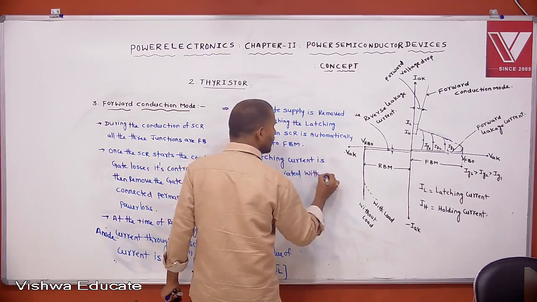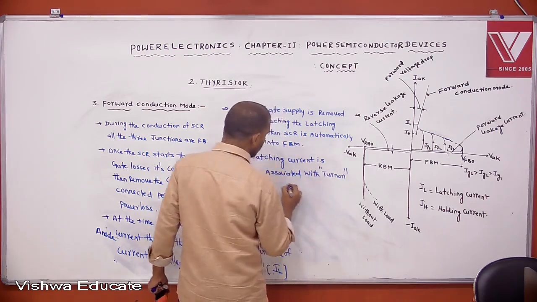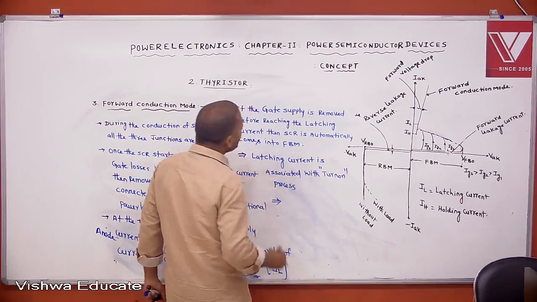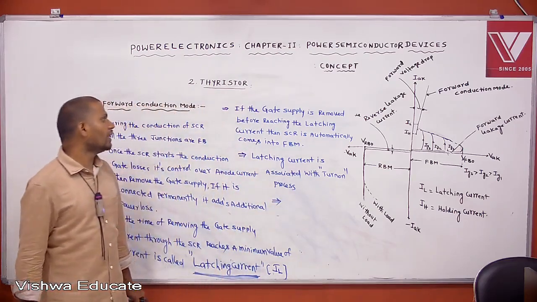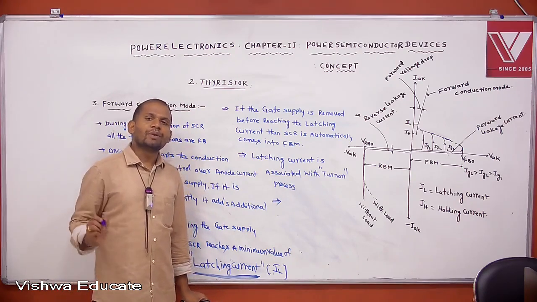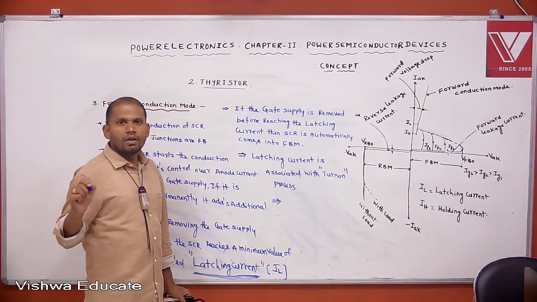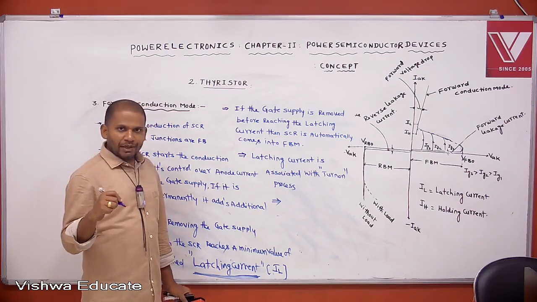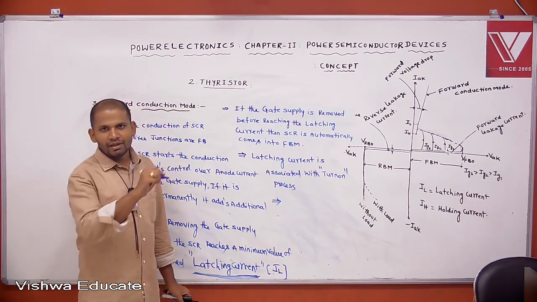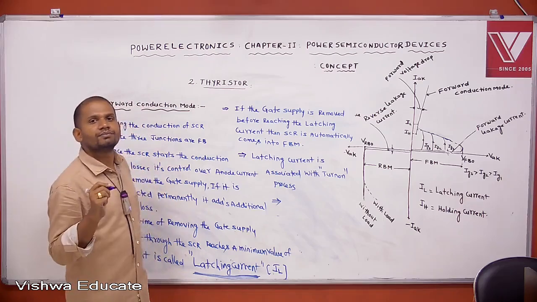Associated with the turn on process. For turn on of SCR, the reference is latching current. Latching current is associated with the turn on process. Like this we are bringing the SCR into conduction. We are connecting the gate supply up to latching current. After reaching the latching current, the gate supply is removed, then the thyristor is conducting.